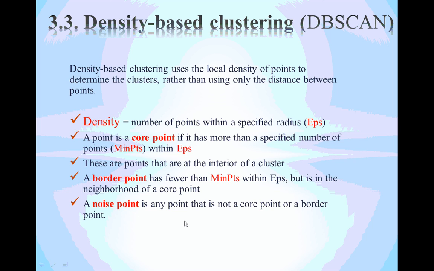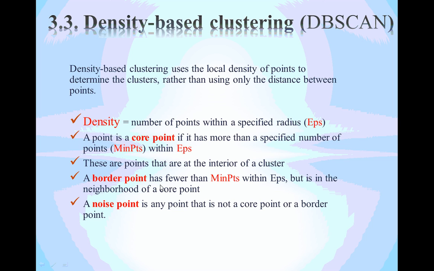And the next is density-based clustering. For density, first, density is the number of points within a specified radius. The radius we denote by EPS. And a point is a core point if it has more than a specified number of points within its radius. This number is given. If in one circle the number of points is more than this value, then we call that point a core point.